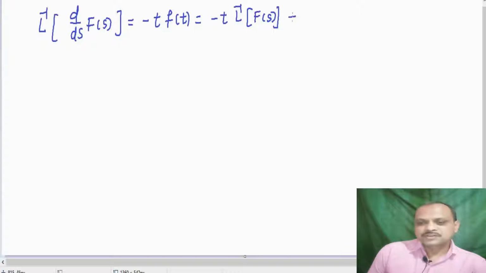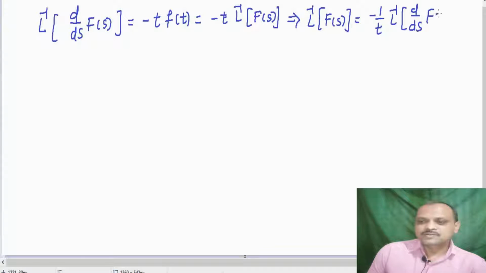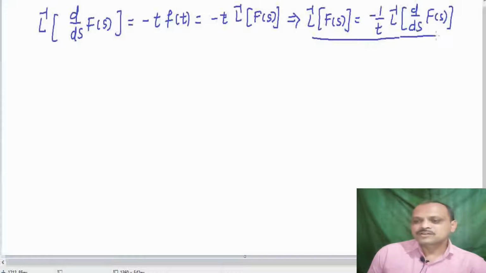So from this, if we transfer this t to that side, we get that L inverse of f of s is equal to minus 1 divided by t L inverse of d by ds of f of s. So we can apply this formula to find the inverse Laplace transform of this f of s.